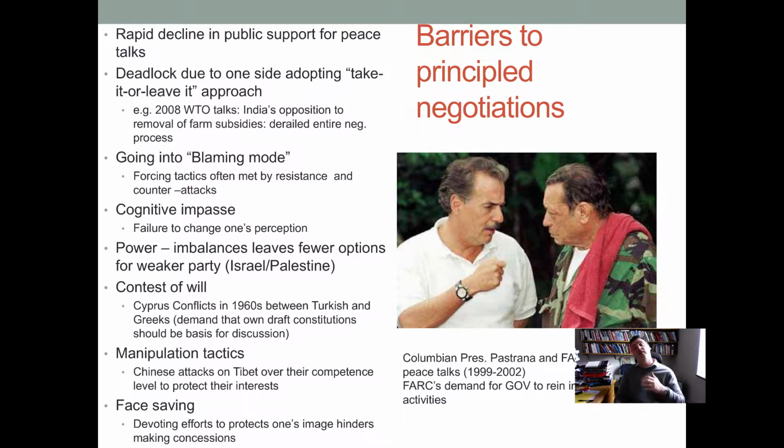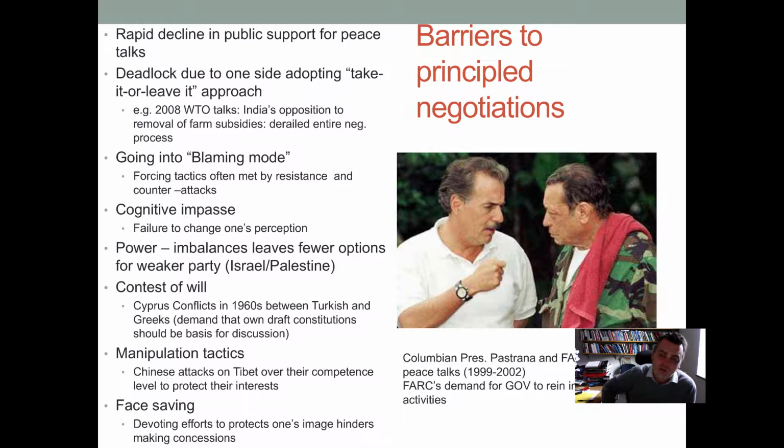Of course, there are a lot of barriers to principled negotiations. Rapid decline in public trust, deadlock due to one side adopting a take it or leave it approach. You go into blaming mode. You blame the other party. Cognitive impasse. Cognitive impasse is important. It's difficult. You fail to change your perception. You really, really dislike that particular group, that particular leader. It's so difficult for you to get over that particular impasse.